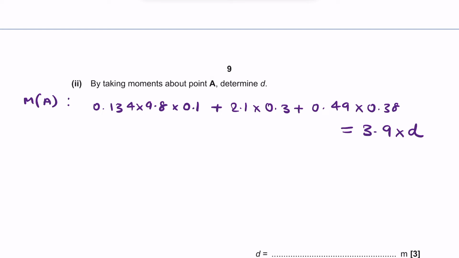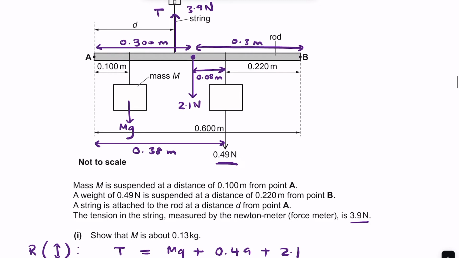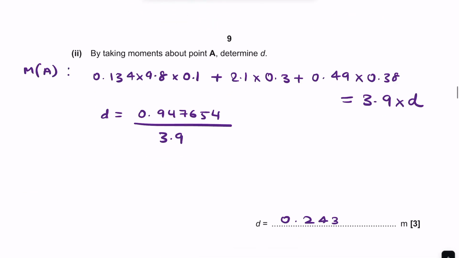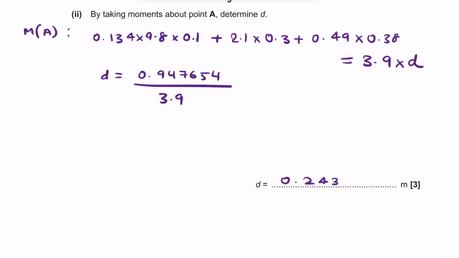So D turns out to be, if we put these all together, we would end up dividing it by 3.9, and that gives me 0.243 meters. Let's see whether that is actually sounding right. Yes, it's very likely to be correct because it has to be less than 0.3 meters. And so that's part II done for you. Let's move on to our next question now.